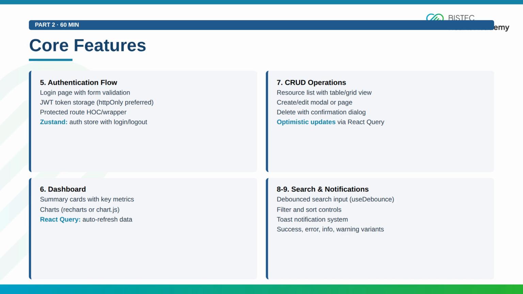Use React Query's mutation hooks with optimistic updates, search, and notifications. Implement a debounced search input using a useDebounce custom hook. Add filter and sort controls. Build a toast notification system with success, error, and info variants.